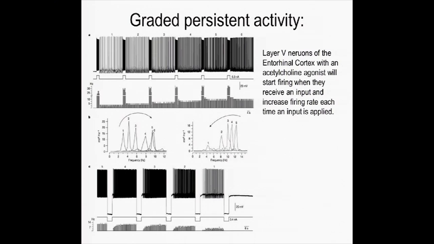This is a really fascinating cell. You put in a little bit of current, and this cell is not firing at all. You put in a little current, it fires a bunch of times, and then you turn off that current, and that neuron just starts spontaneously spiking. Pop, pop, pop, pop. And then you put in another stimulus, and it starts firing faster. And then you put in another stimulus, and it starts firing even faster.